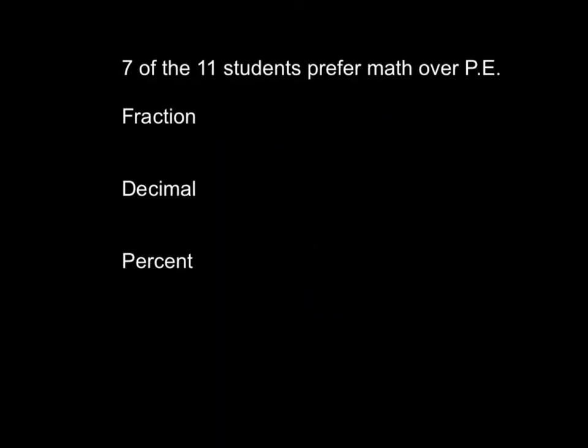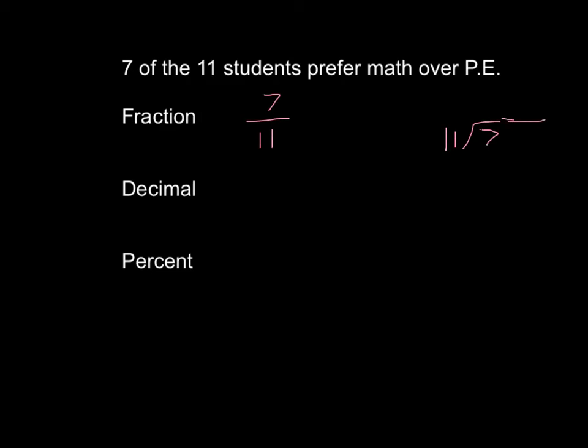So 60% of the candies were green. This situation says 7 of the 11 students prefer math over PE. So as a fraction, that would be 7 out of your denominator, which is your total number of students, which is 11. So our fraction is 7/11. Now changing that to a decimal, we kind of covered this in our last lesson, how I would go about changing a fraction to a decimal. 11 cannot have 100 as its denominator, so we're going to be doing some division, which is 7 divided by 11.